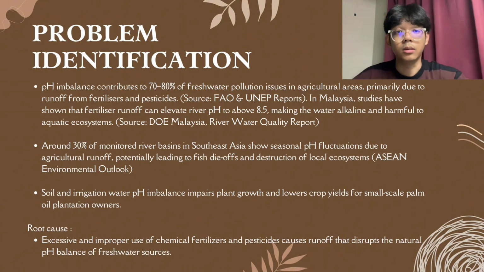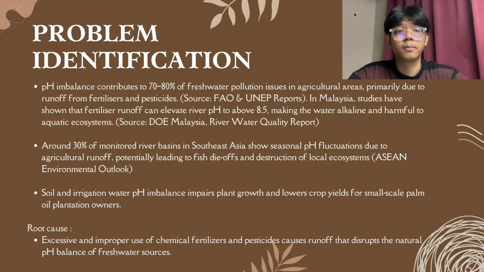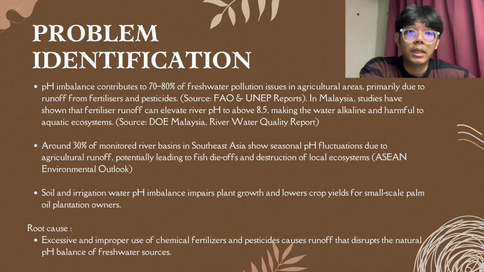In agriculture, especially in palm oil plantations, chemical fertilizers and pesticides are widely used to boost growth, but when it rains, these chemicals often get washed away into nearby water channels. Over time, this will throw off the pH balance of the water. It might sound like a minor issue, but the effects are serious.